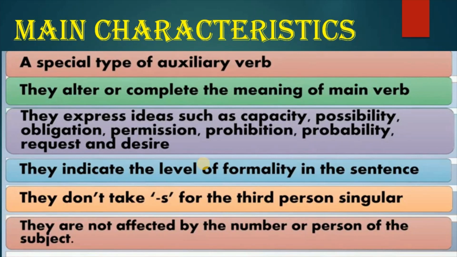They indicate the level of formality in the sentence. They reflect the mood and the attitude of the speaker. For example, may I take your car? Could I take your car? Would it be possible to take your car? All the sentences give the same meaning, but we are asking in a more polite manner. Would it be possible to take your car? is more polite. So in this way, it gives formality in the sentence.